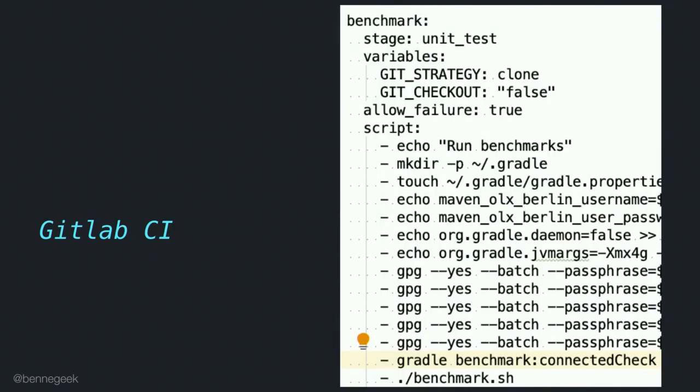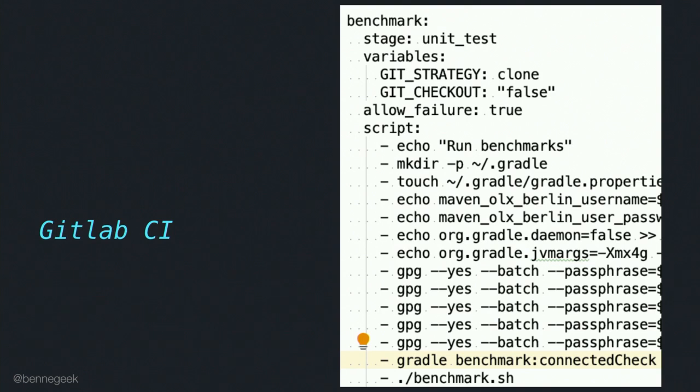So let's see how you parse the output after you've got the JSON output. But first, this is how our GitLab CI looks. So here we have the benchmark job. I'm not going to go through all the lines. It's just setting up, unlocking the credentials to be able to build the project. And then we run connected check on benchmark. This was when we had emulators running on the CI. But if you have Firebase, this would look different. It would be the Firebase Test Lab commands to upload the APK, and then to call gcloud later and extract the files from gcloud.